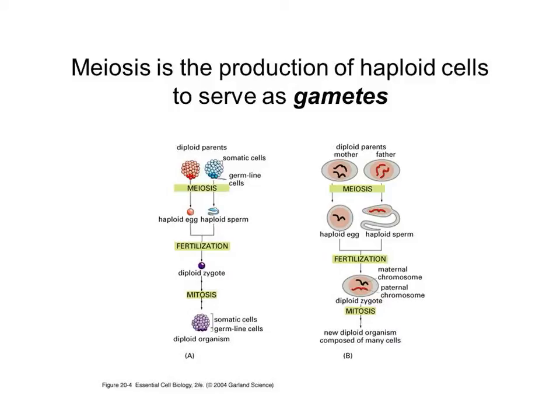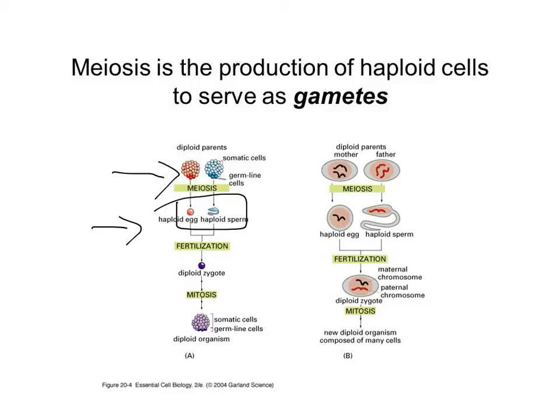Sperm and egg are produced by specialized cells called germline cells. Germline cells will undergo meiosis to produce sperm or eggs. Sperm or eggs are called haploid cells, and haploid cells refer to the fact that they have only one of each type of chromosome. So humans have 23 pairs of chromosomes. In their haploid cells, their eggs or sperm, we have only 23 chromosomes, one of each type.